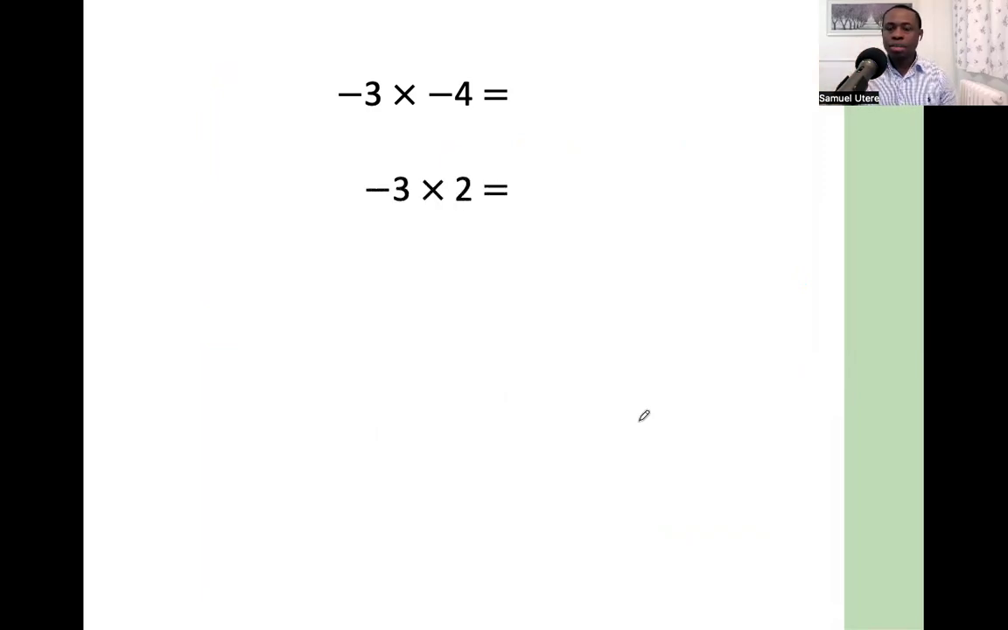So if we have negative 3 times 2, you would say, well, I already know how to multiply a negative number and a positive number. I know I'll have a negative number. So we know it's negative 6.